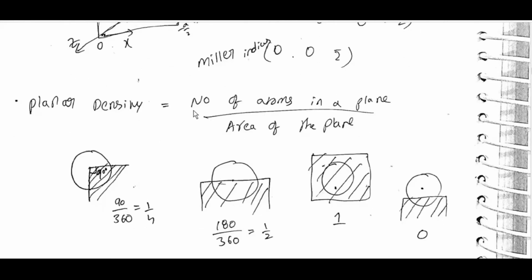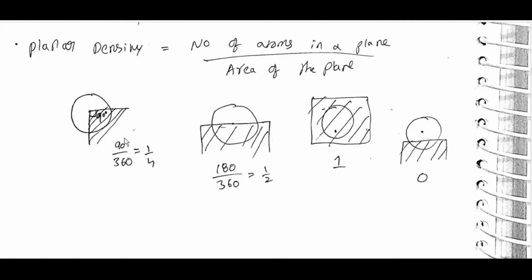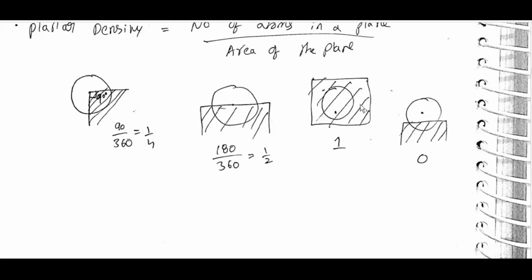Planar density is equal to the number of atoms in a plane divided by the area of the plane. If an atom covers 90 degrees like this, then it counts 1 by 4, that is 90 by 360. If it covers half, 180 by 360, it counts half. If it covers the full circle, it counts 1. If it covers none like this, then 0.